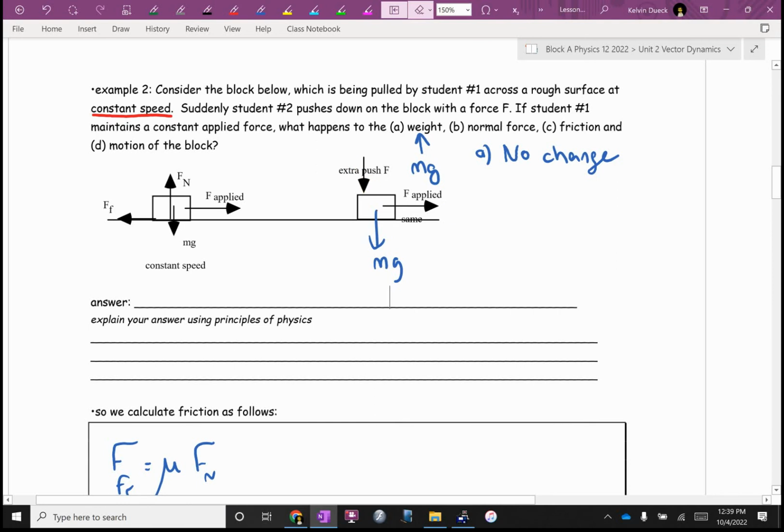This extra push, what force has that affected? What other force am I going to put on here now? Your hint is, is it sinking into the ground like quicksand? Is it flying like Superman? So, bigger, smaller, or the same size as mg? I'll give you a hint. It can't be the same size.